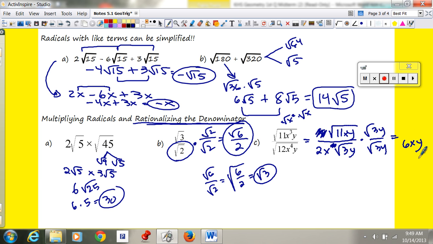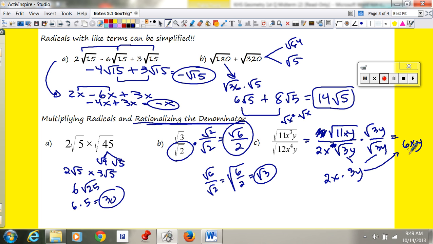Does anybody see how I got that? When I multiply these two, I get 3y and I get my 2x. That's how I get 6xy. Radical 3y times radical 3y is 3y. And then 2x here times 3y gives me 6xy. So that would be the bottom.